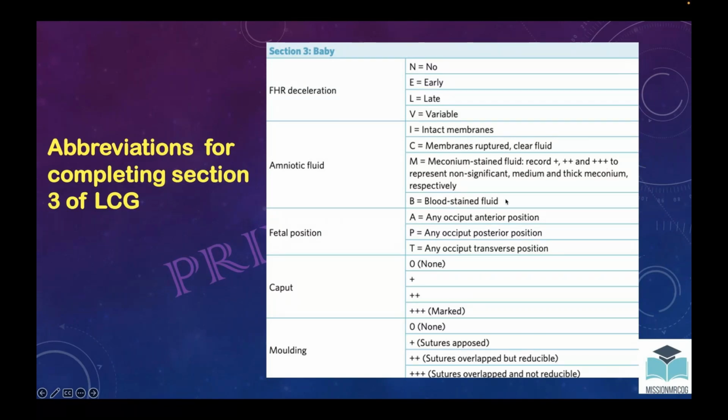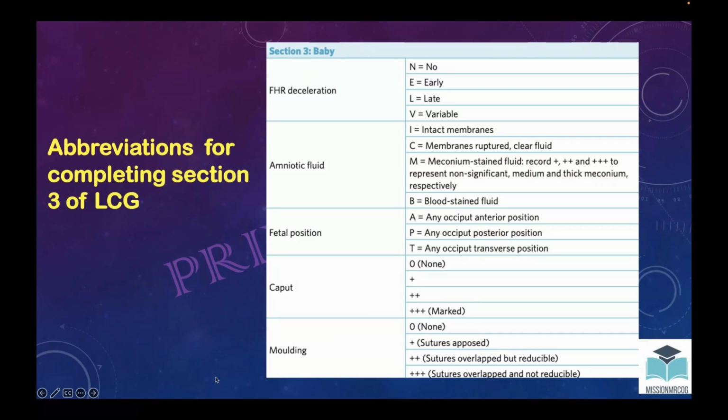So these are the abbreviations. Fetal positions are A, P, T. A is occipito anterior, P is posterior, and T is occipito transverse. Caput is 0, +1, +2, +3. That is according to the grading. Molding, again, 0, +1, +2, and +3.